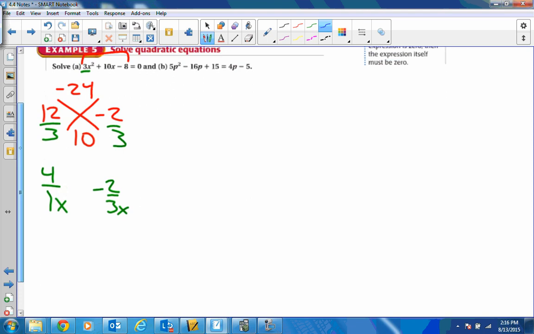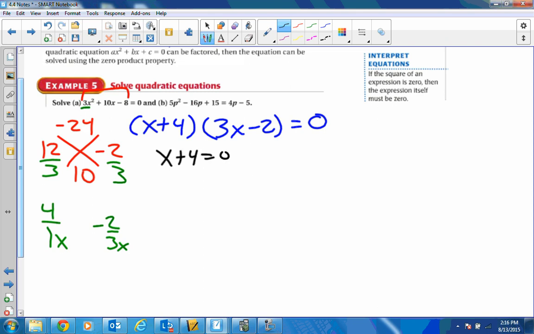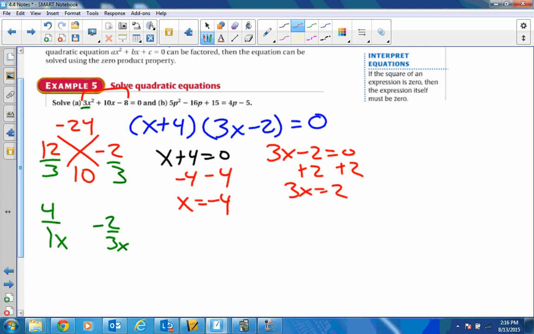So when it factors down, we'd have x plus 4 and 3x minus 2 equals 0. So that's how you would factor that one down. And then you set both parts equal to 0. x plus 4 equals 0. Subtract 4, x equals negative 4. 3x minus 2 equals 0. Add 2, 3x equals 2. Divide by 3, x equals 2/3. And those would be your two answers.